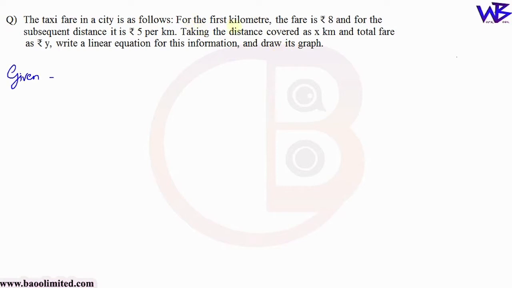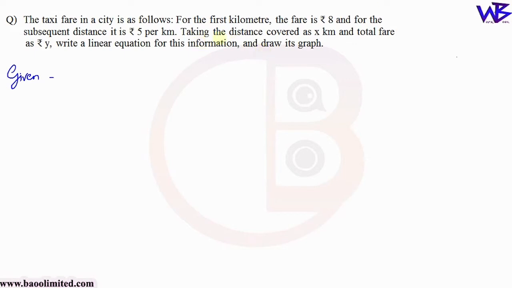It's given that for the first kilometer the fare is rupees 8 and for the subsequent distance it is rupees 5 per kilometer. For example, a person got into a taxi and went from one place to another place. Say the total distance which he travelled was around 5 kilometers. For the first kilometer the fare will be rupees 8 and for the rest 4 kilometers the fare will be 5 rupees per kilometer.